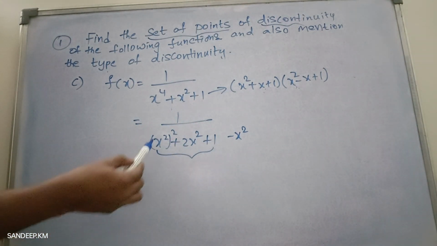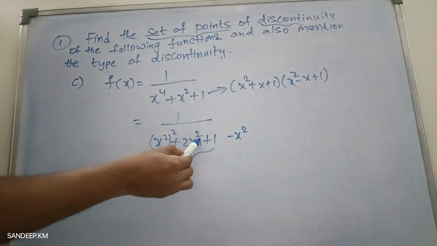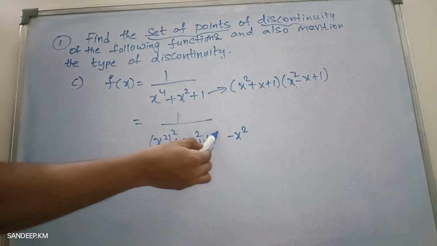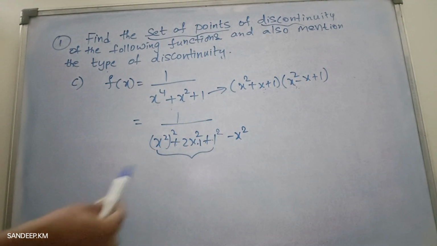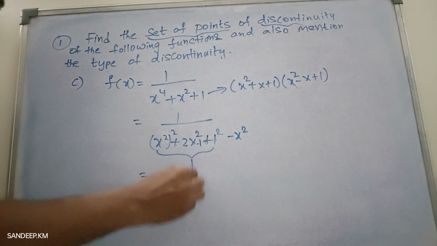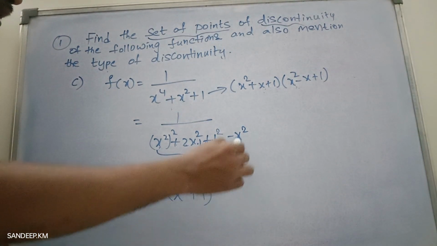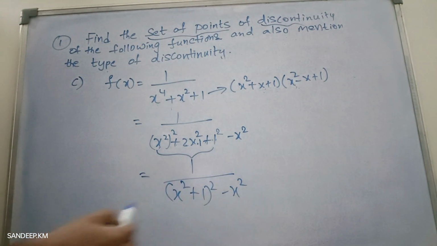So it is in the form of a square plus 2ab plus b square, where b is 1, so b square is 1 square. Correct or not? It is in the form of a square plus 2ab plus b square. Therefore the denominator becomes x square plus 1 whole square, and then minus x square.